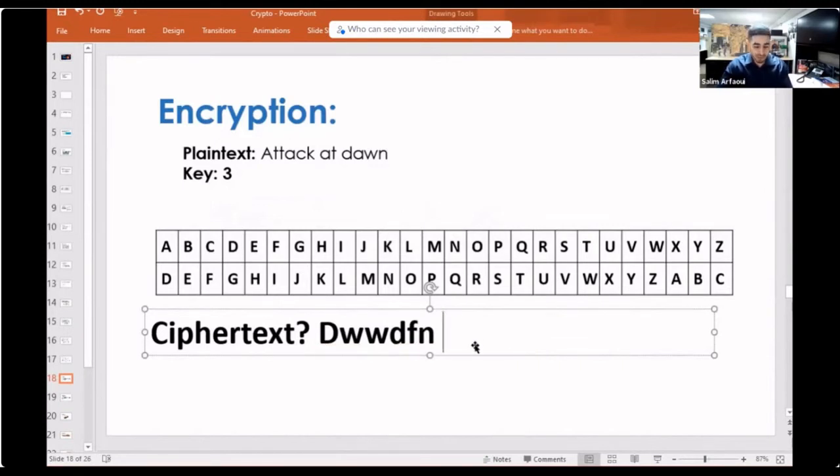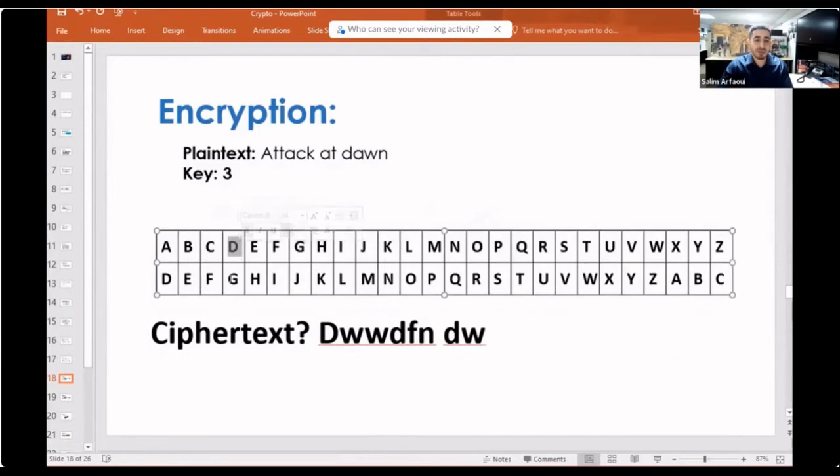And then A, which is D, and then T, which is W. We figured that from before. And then we have D. D is going to encode into G, so I put G here. And then we have A, which is D, and then W, which is Z.